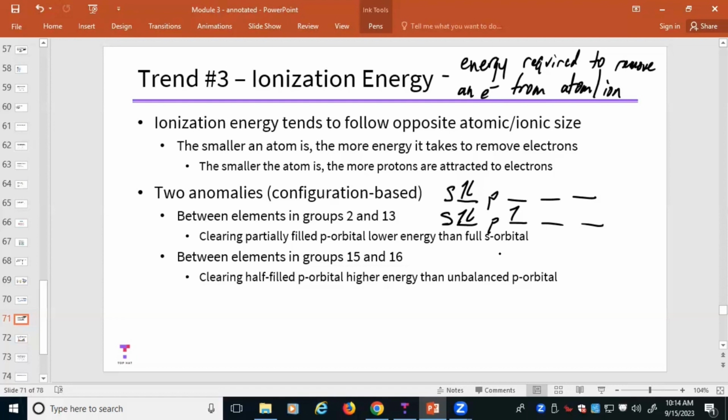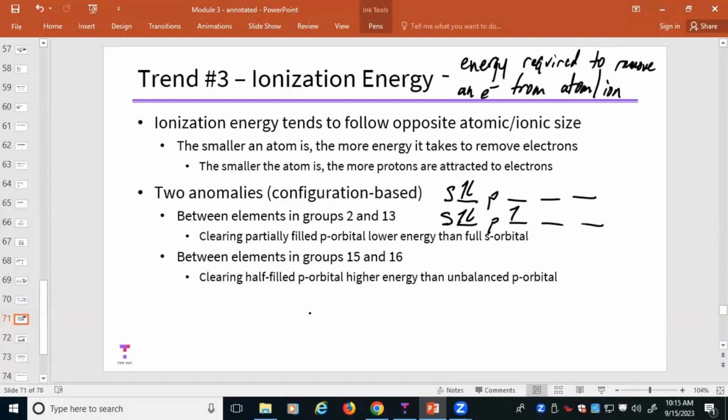Well, we talked about this a little bit when we looked at configuration-based anomalies related to, like, d4 atoms or d9 atoms. There's just something about having a completely filled sublevel that increases the stability of an atom. And so with this completely filled sublevel here, this electron is actually harder to remove than this electron. And so for that reason, elements in group 13 actually have a lower ionization energy than those in group 2, even though they are smaller.